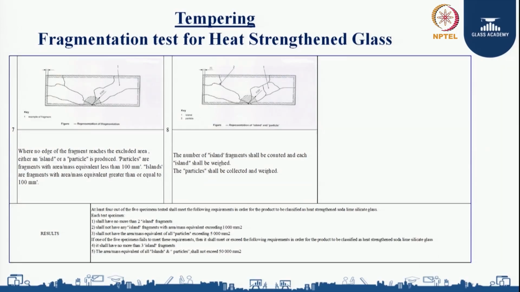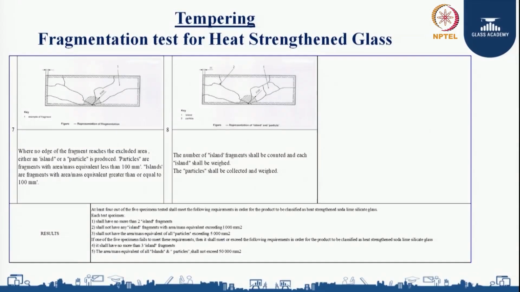So what I was discussing is how you are going to conclude after the breakage pattern. You need to see the number of islands in a breakage pattern. It should be not more than 2, and the weight of the island shall not be more than 1000 square millimeter, and the weight of the particles shall not exceed 5000 square millimeter.